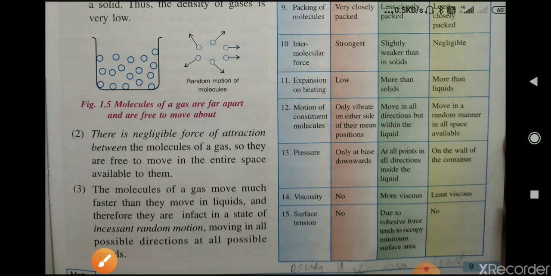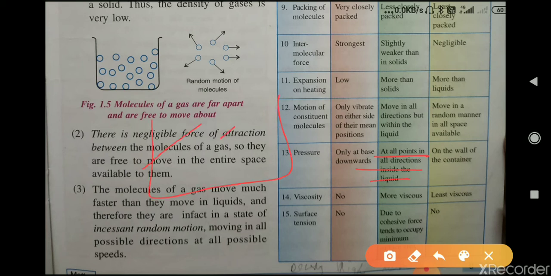Now pressure: only at the base downwards, means solids exert pressure only on the base, that is in the downward direction. At all the points in all directions inside the liquids, and on the walls of the container, means liquid exert pressure on the walls of the container. Gases also exert pressure on the walls of the container, and they exert pressure in all the directions in which they are kept. Okay, where they are kept, they exert pressure in all the directions.